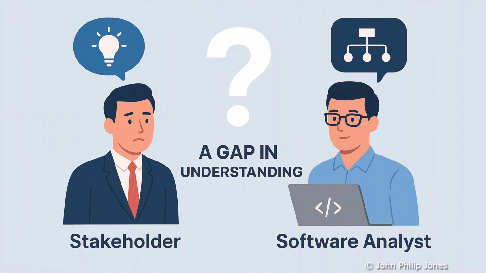When a software house begins developing a system for a stakeholder, between the stakeholder's vision and the analyst's interpretation lies a gap. A gap that, if left unchecked, can derail even the most promising project. On one side, the stakeholder, perhaps a business owner, a departmental head, or a client with a clear need. They know what they want, or at least they think they do. On the other side, the software analyst, tasked with translating that need into technical requirements, workflows, and deliverables.